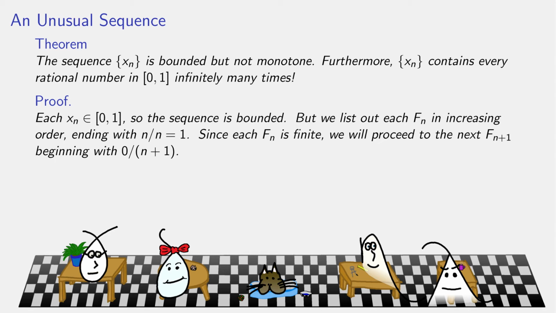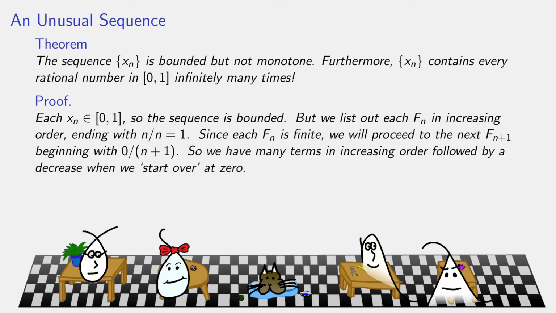But since the f sub n's are finite, I can say list out f1 and then list out f2 and then list out f3. But I'm not going to say, for example, list out all the f sub n's and then do something. Since there's infinitely many f sub n's, I would never be able to finish. Be very careful about using the phrase "and then." But here, f sub n's are finite, so we can always move on to the next one.